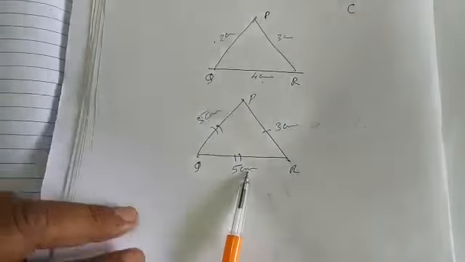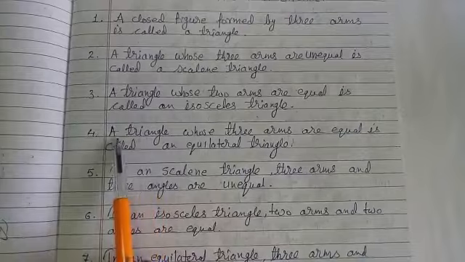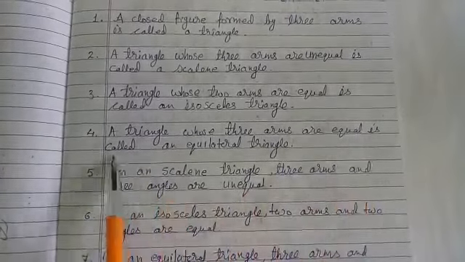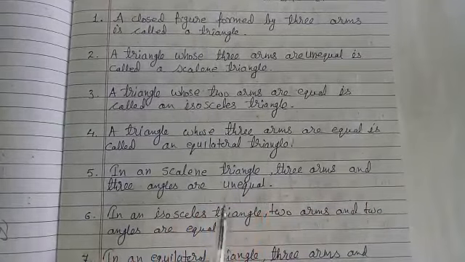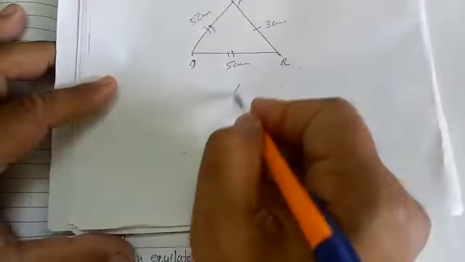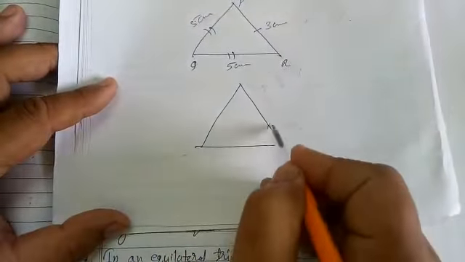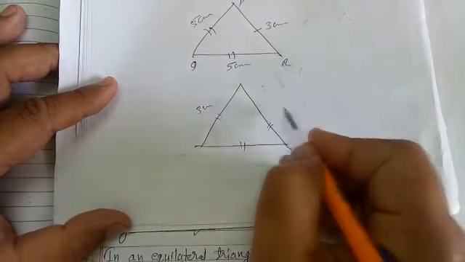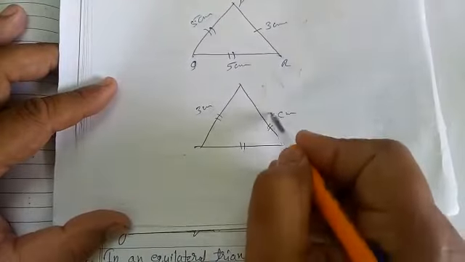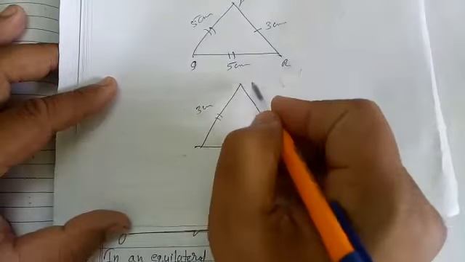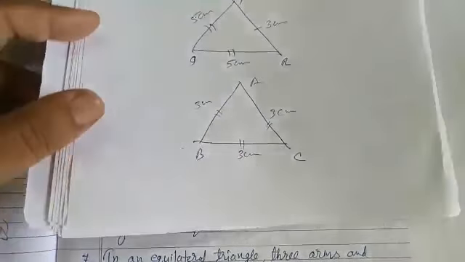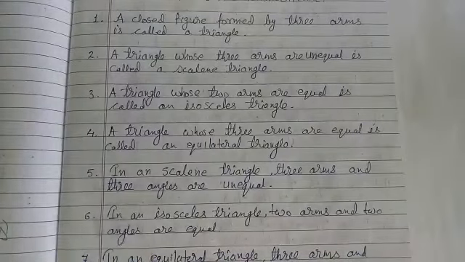Two arms are equal. A triangle whose three arms are equal is called an equilateral triangle. Equilateral triangle means all the three sides should be equal. If it is 3 cm, this side should also be 3 cm and this side also should be 3 cm. Then it is called an equilateral triangle.